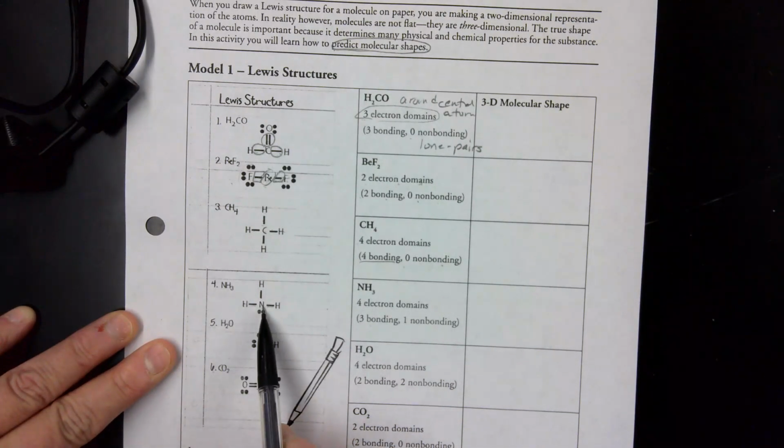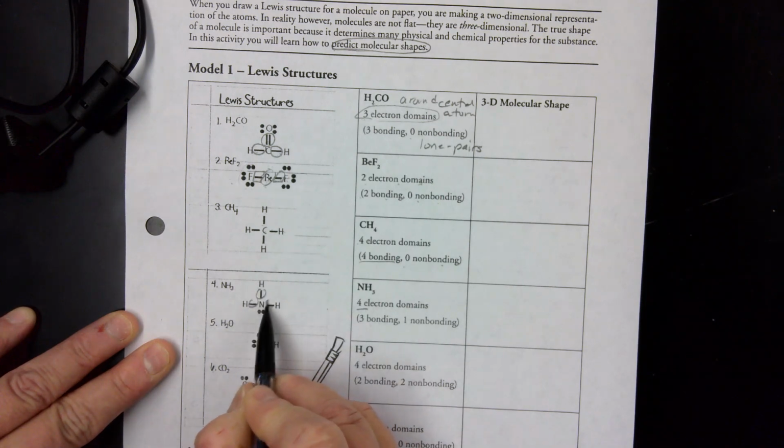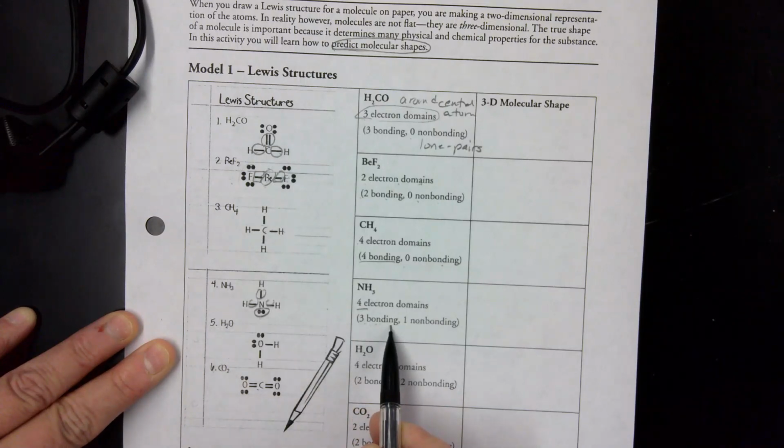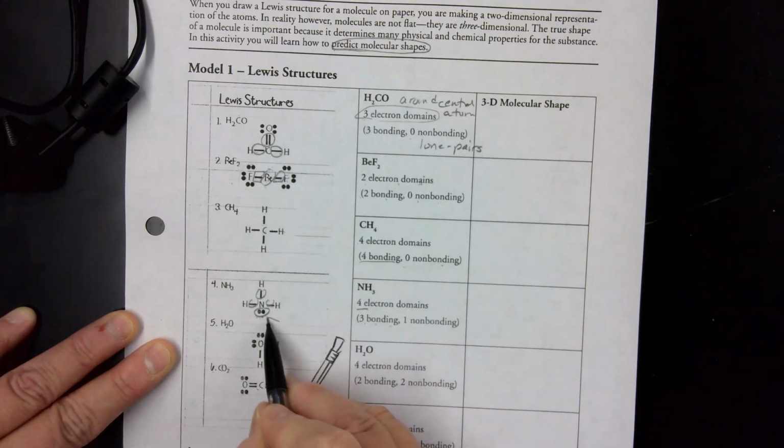NH3, here is our central atom. It actually has four electron domains, right? It's got 1, 2, 3, but here's our fourth. So of those four places where we have electrons, three of them are bonded to other atoms, and one is not bonded. So that's our lone pair right there.